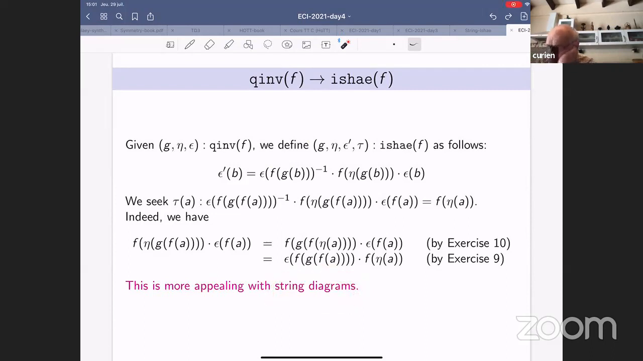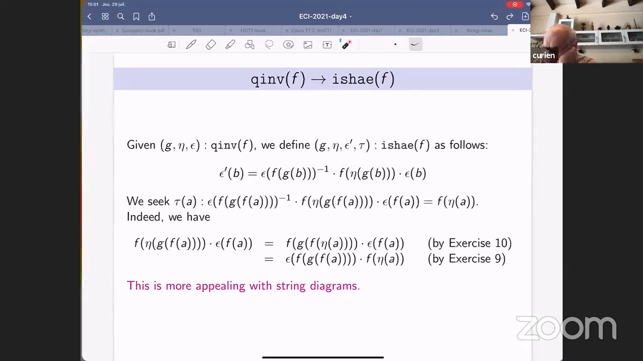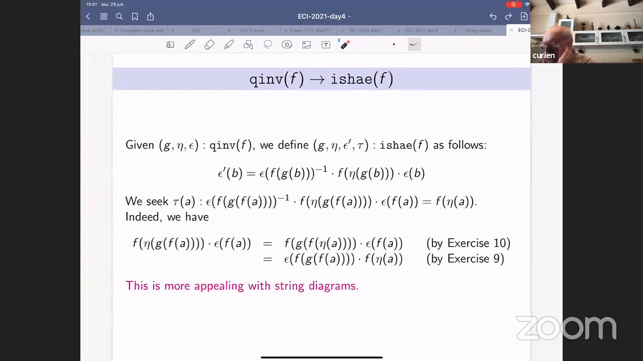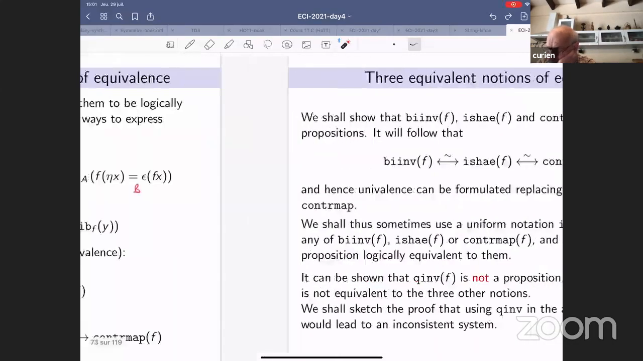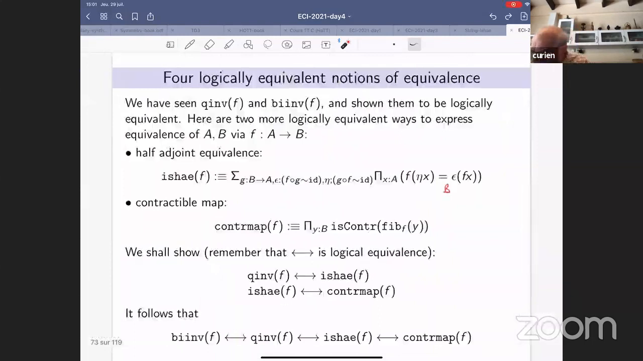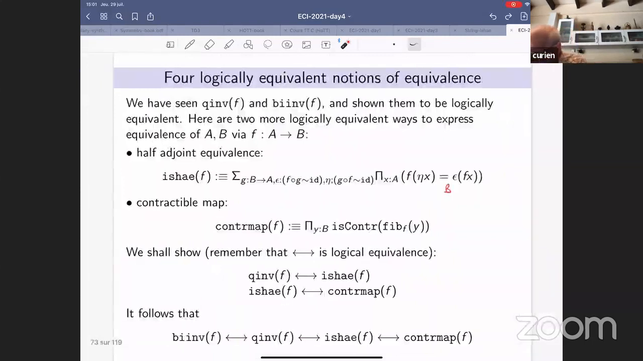So what we want to prove is that if you have the data f, g, eta, epsilon, then you can synthesize also the additional data, which we call tau in general. This thing here, we call it tau.